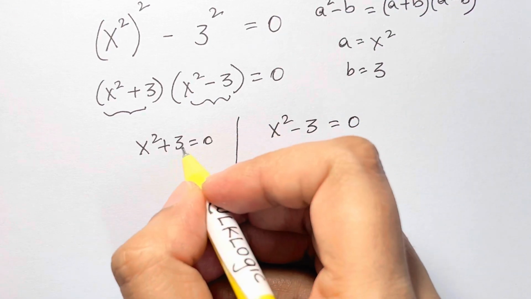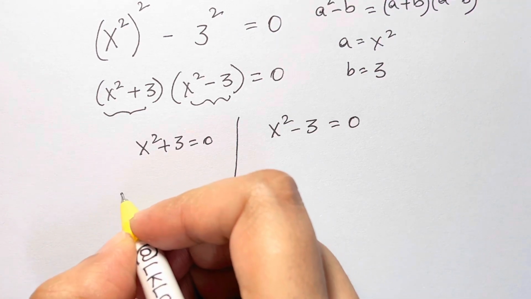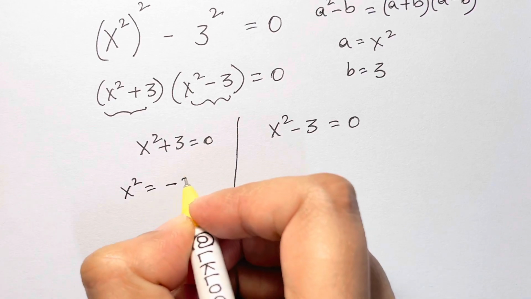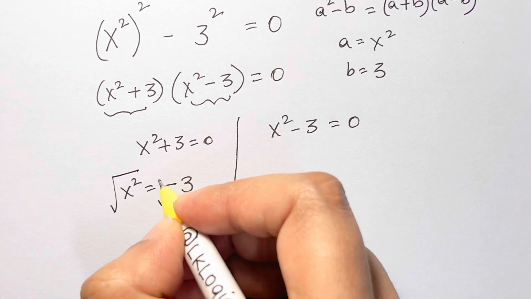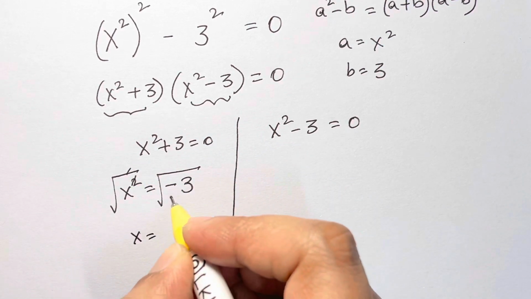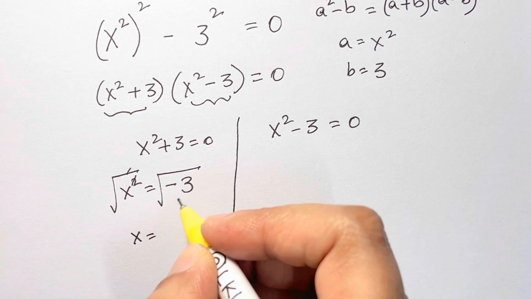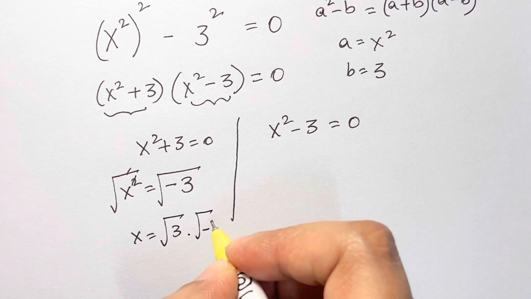So when you have x square plus 3 equals to 0, let's solve for x. So what we are going to do here is x square is equal to negative 3. Send it this side. Now take square root on both sides. Square and root gets cancelled, so you have x is equal to, now you have square root of negative 3, so you can split it, square root of 3 times square root of negative 1.